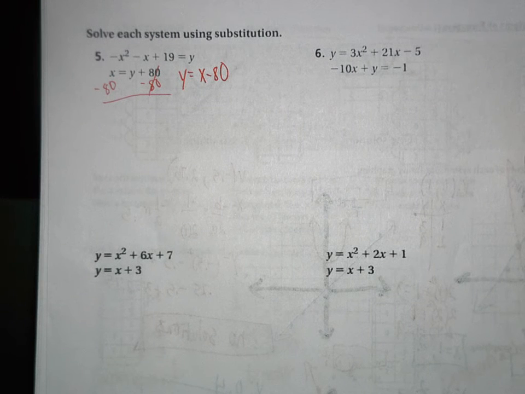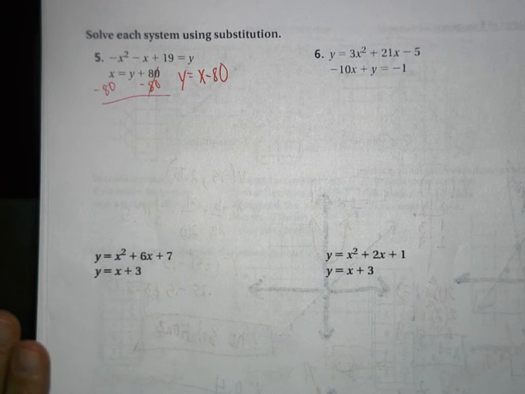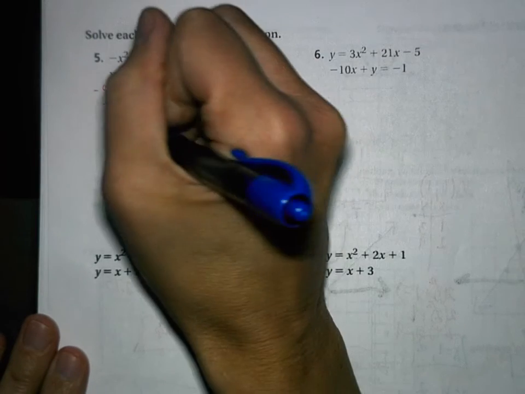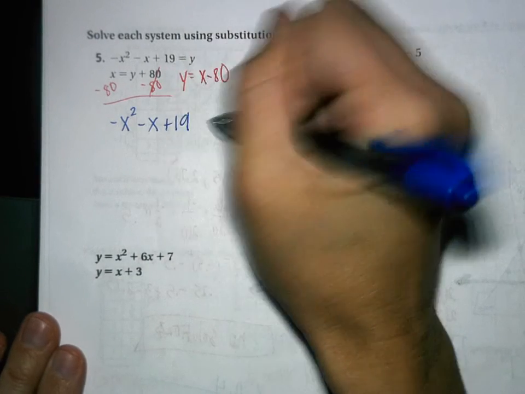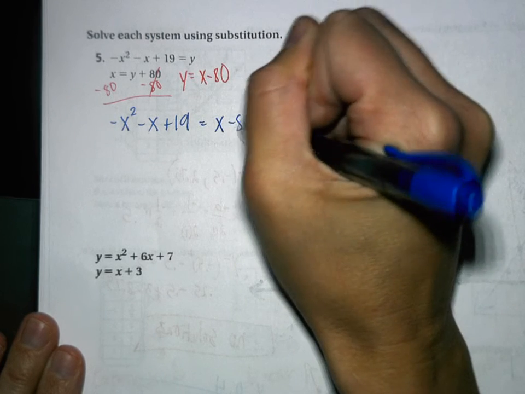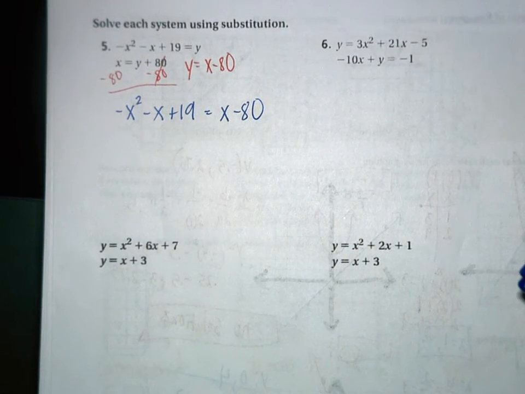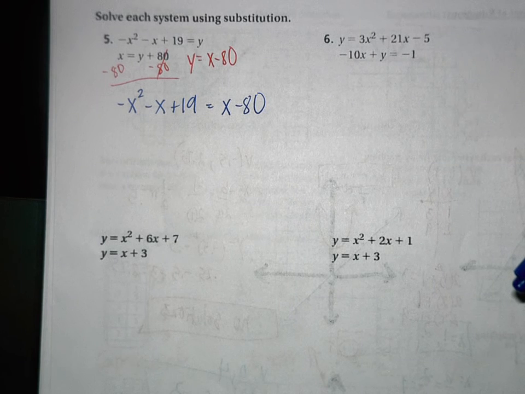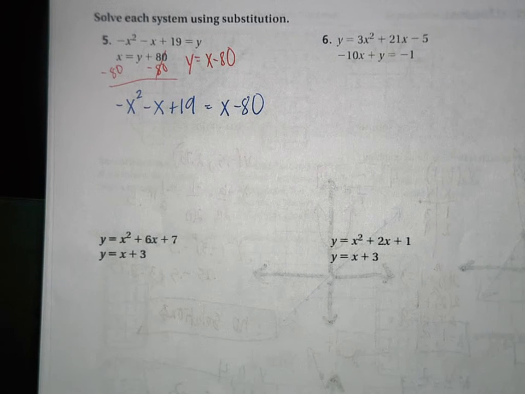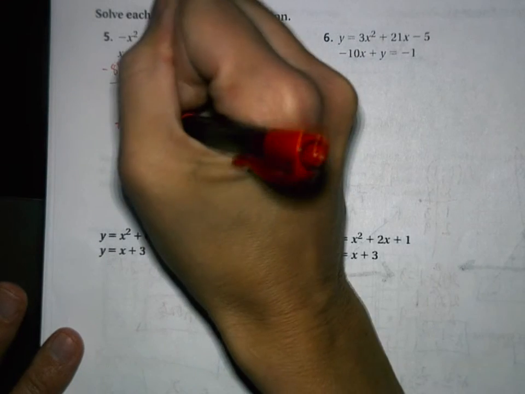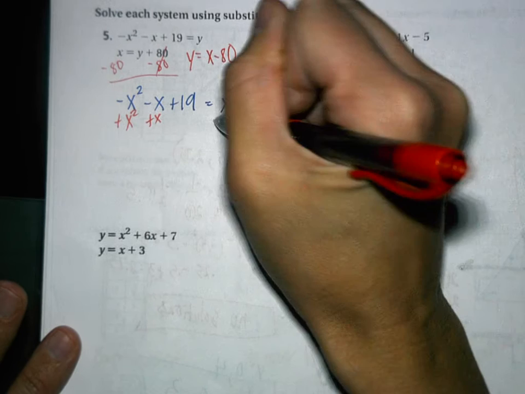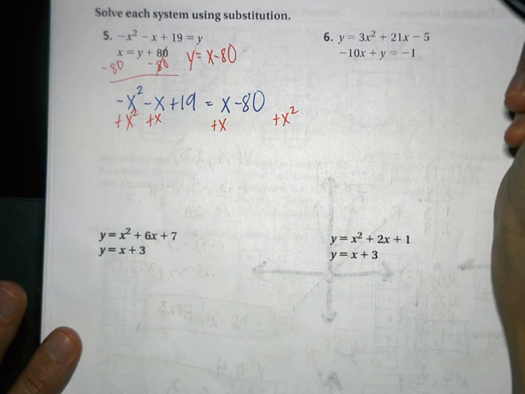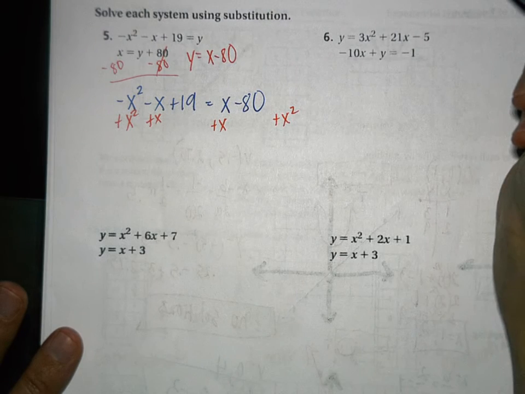So when I write this out now, you can write it how you want to. I'm going to go negative x squared minus x plus 19 equals x minus 80. Now, we want x squared to be positive. So I'm going to end up moving everything to the right. I'm going to add x squared to both sides, and add x to both sides, and I try to line up my like terms so it makes it easier for adding. And I'm going to subtract 19.